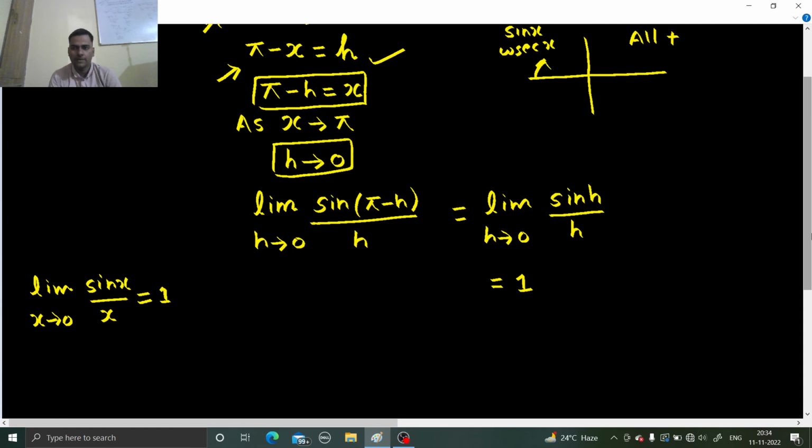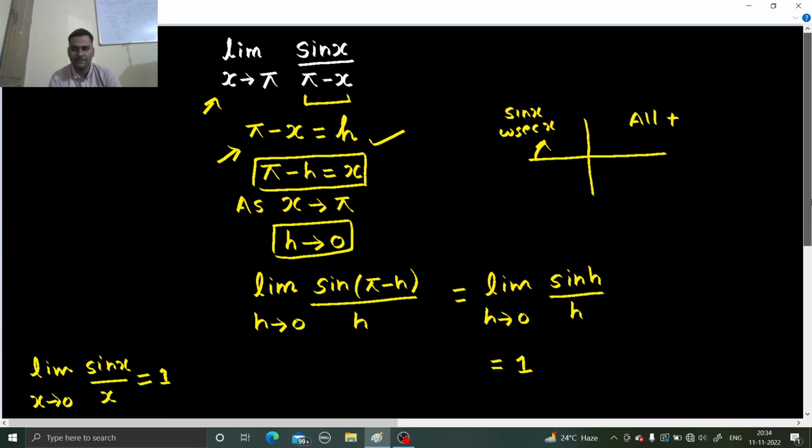So today we learned a new thing, that when the variable tends to a non-zero quantity, then we'll substitute something as another variable, and we'll find our limit in terms of h. So that's it. That's how we solve this type of problem.